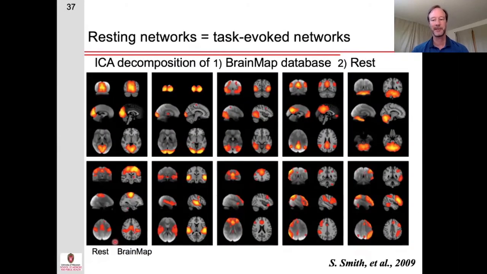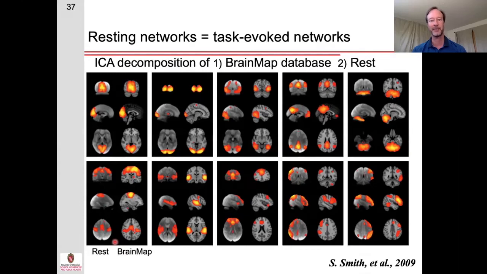This is a really great study from Steve Smith and colleagues. And what they did here was they performed an ICA decomposition of both the brain map database and resting state fMRI. So the brain map database is actually a database where when people have done task activation studies, they report coordinates of where they've seen activation, and then they submit this to the brain map database. So this database contains thousands of studies of areas that are generally active in different kinds of tasks that were studied with fMRI.